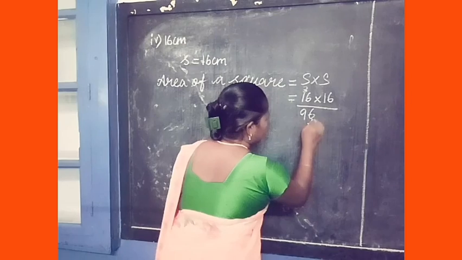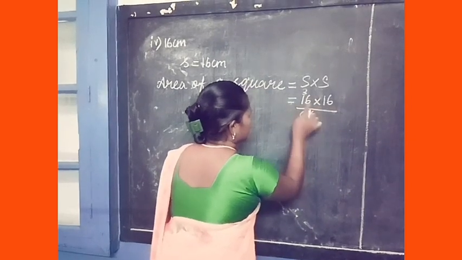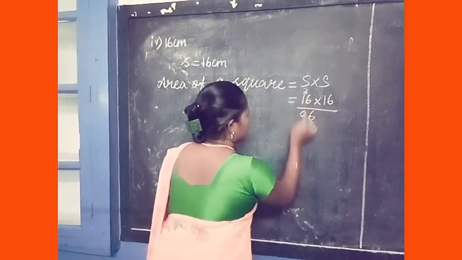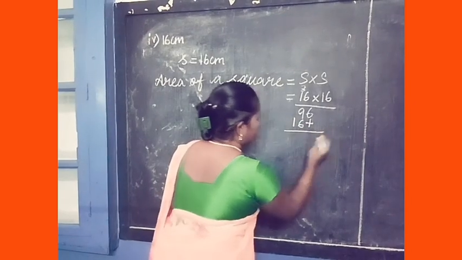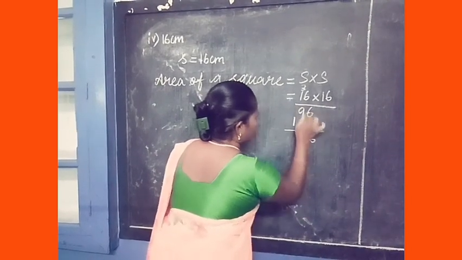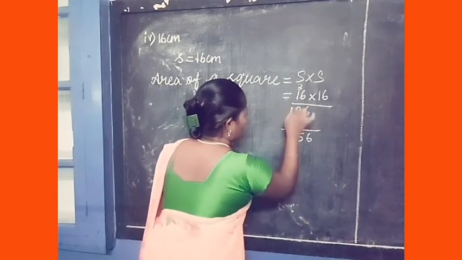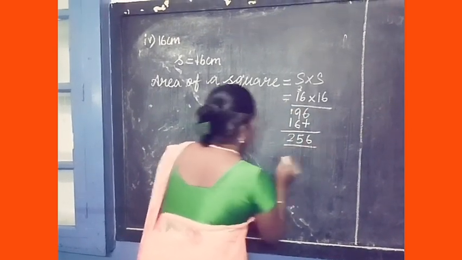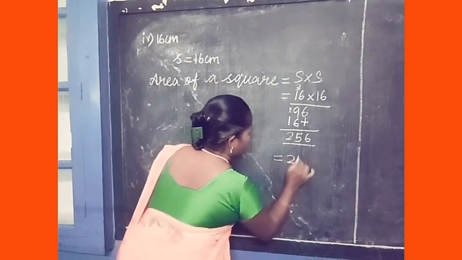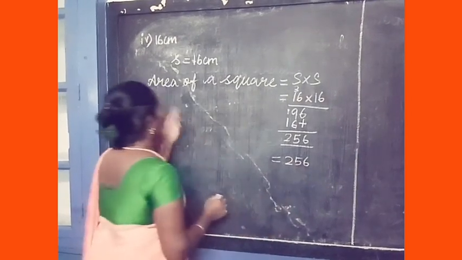Put plus symbol in the first digit. Next 1 6 are 6. 1 1s are 1. Now add the value 6. 9 plus 6, 15. Carry 1. 1 plus 1, 2. So value is 256. We have to find area.